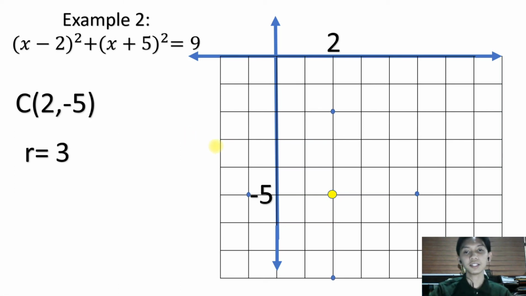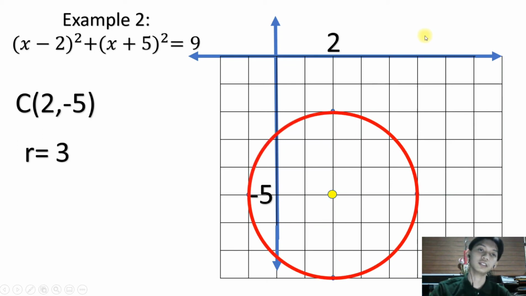Again, the last step is to draw the circle itself. So we'll just connect those points. And there it is. And the last way to graph a circle is when a general form is given. First, you need to get the standard form from the general form, then get the coordinates of the center and radius.